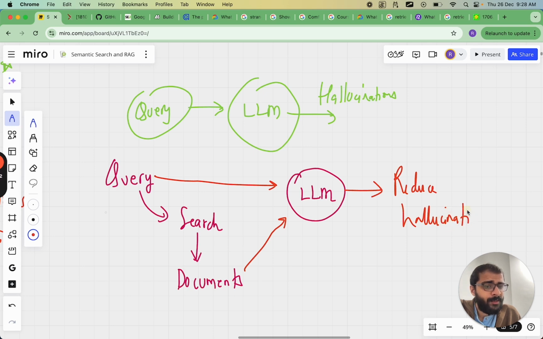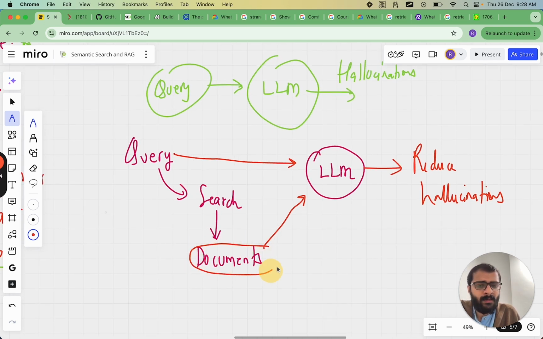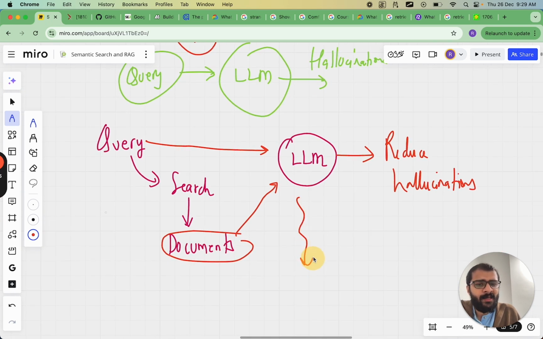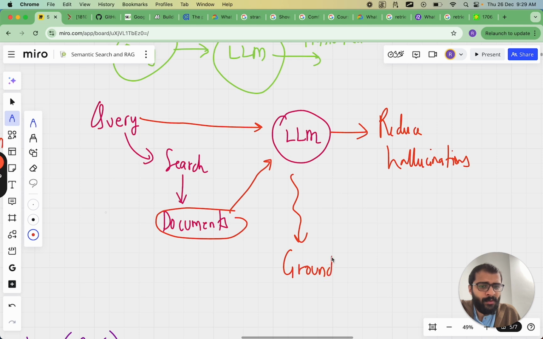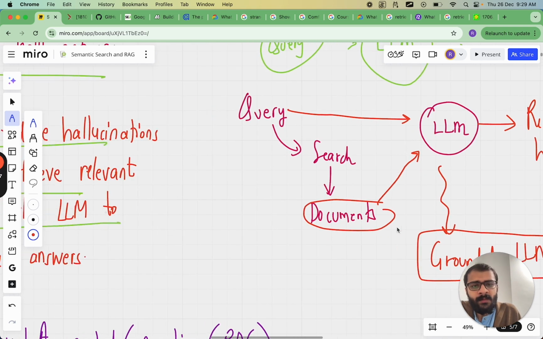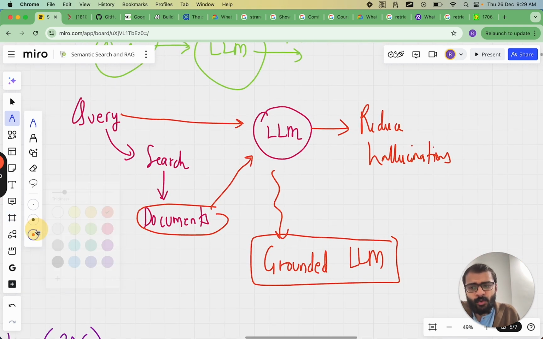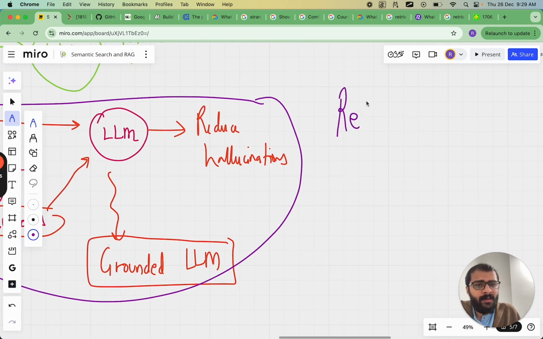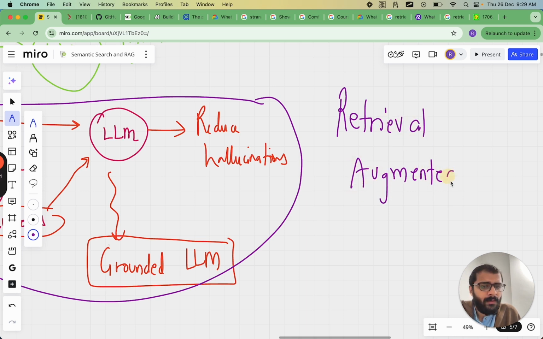Why will the hallucinations reduce? Because now we are providing some sort of information for the LLM to rely on, through documents which were not present in the earlier case. This type of LLM which relies on some documents along with the query is also called a grounded LLM, or the process of doing this is referred to as grounding the LLM in facts. This schematic which I have shown over here is called Retrieval Augmented Generation.